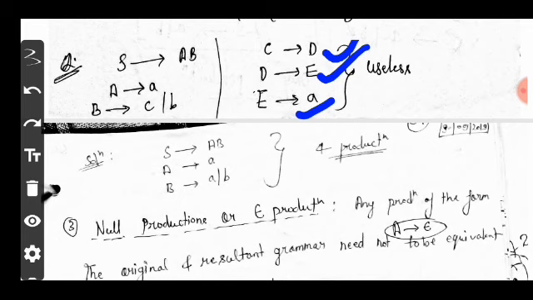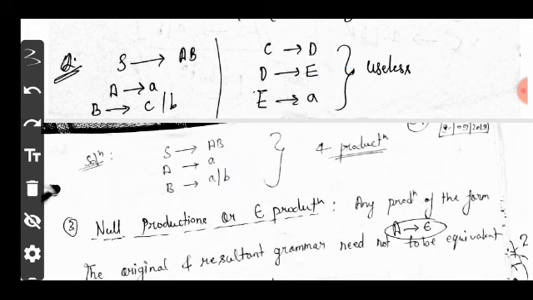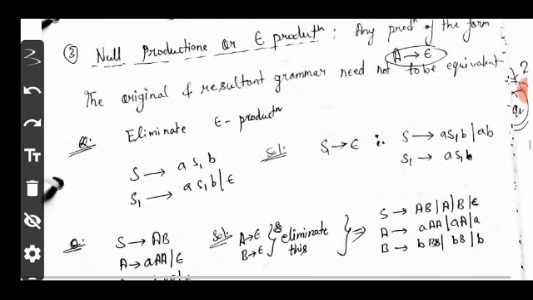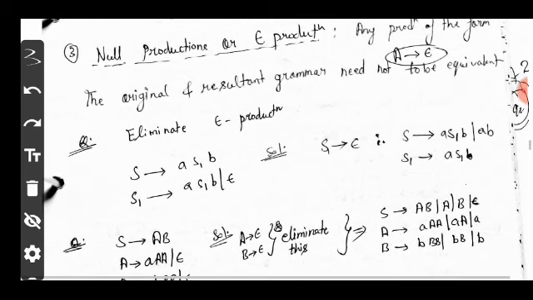So we eliminate all the transitivity and directly put B produce A in this production. So here we required only 4 productions. Now move on. Third step is null production or epsilon production, any production of the form A produce epsilon. The original and resultant grammar need not be equivalent.